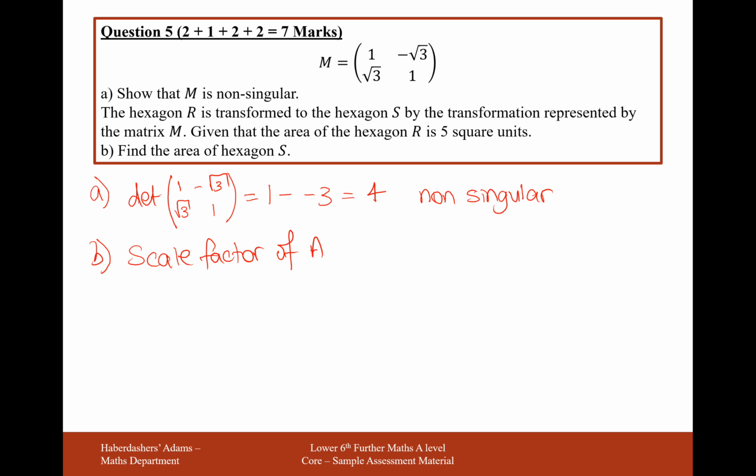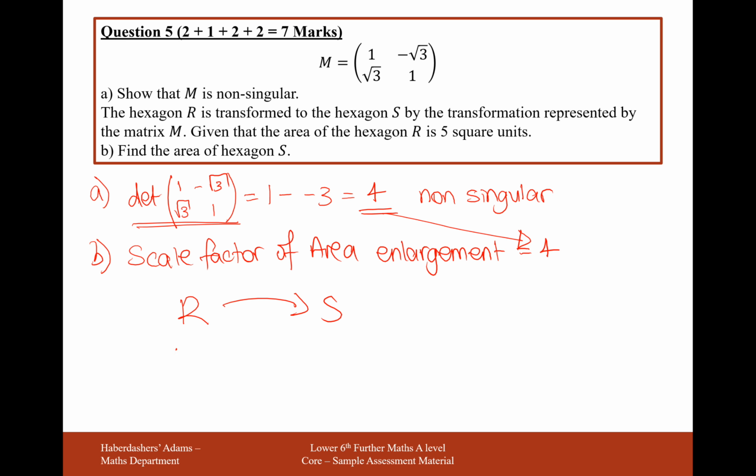of area enlargement is exactly equal to the determinant of the matrix. So it's equal to 4. So if we're going from R to S, and this has an area of 5, then we must times by 4 if we are transforming under this matrix M to get to 20. So the answer here is 20 units squared.